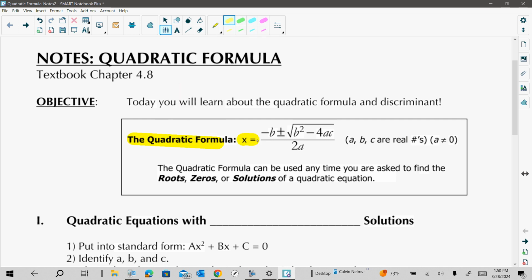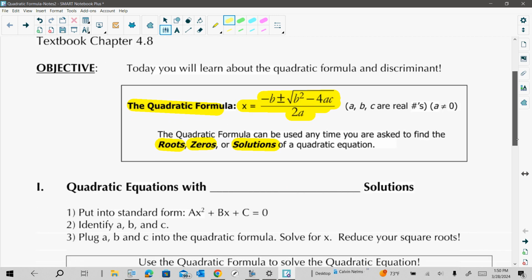This is the formula right here. It is x equals negative b plus or minus the square root of b squared minus 4ac, all over 2a. Okay, and your a cannot equal 0. We can use this when we're asked to find a 0, a root, or a solution. These all mean the same thing. So we can use this formula to get to our answer.